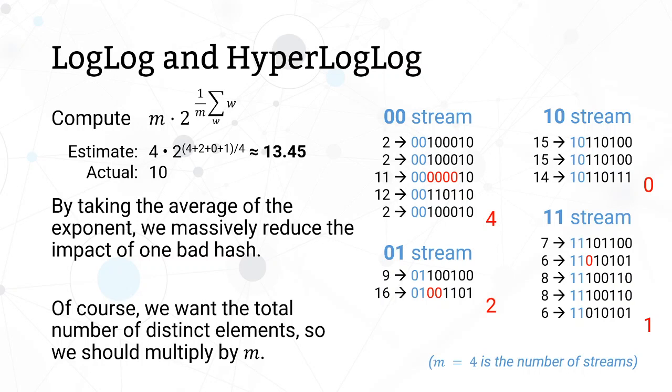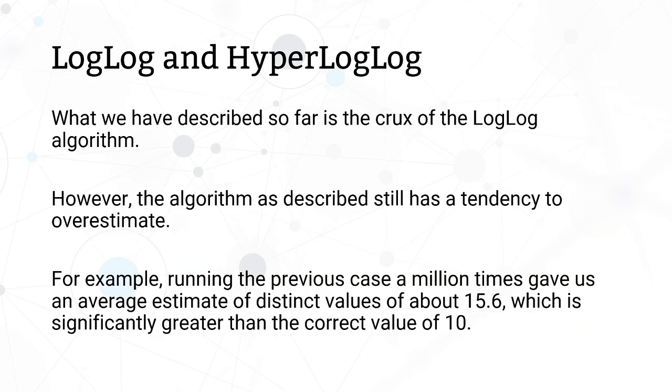And what we described so far is really the crux of the LogLog algorithm. But if you actually implement this and run it, you'll notice that the algorithm as described still has a pretty big tendency to overestimate, right? If we ran this algorithm 1,000,000 times on this case, it gave us an average estimate of around 15.6 distinct values, which is of course much bigger than the correct value of 10, which suggests that there is some systematic error which remains even after doing that averaging.